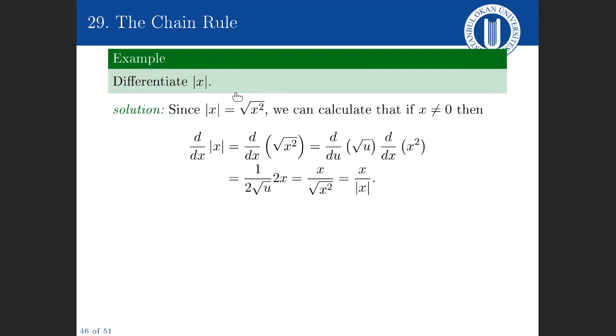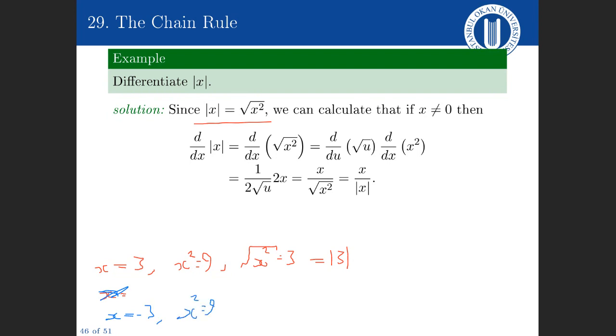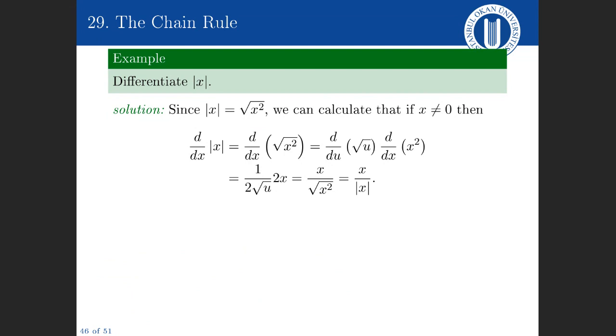Here's another one. Differentiate the absolute value of x. And I'm saying the absolute value of x is equal to the square root of x squared. Let's think about this. If x is, say, 3, then x squared, of course, is 9, and the square root of x squared, or square root of 9, is 3, which is the same as the absolute value of 3. What about if x is minus 3? And again, x squared is 9. And then the square root of x squared, the square root of 9, is 3, which is the same as the absolute value of minus 3. So hopefully that persuades you that this is true.